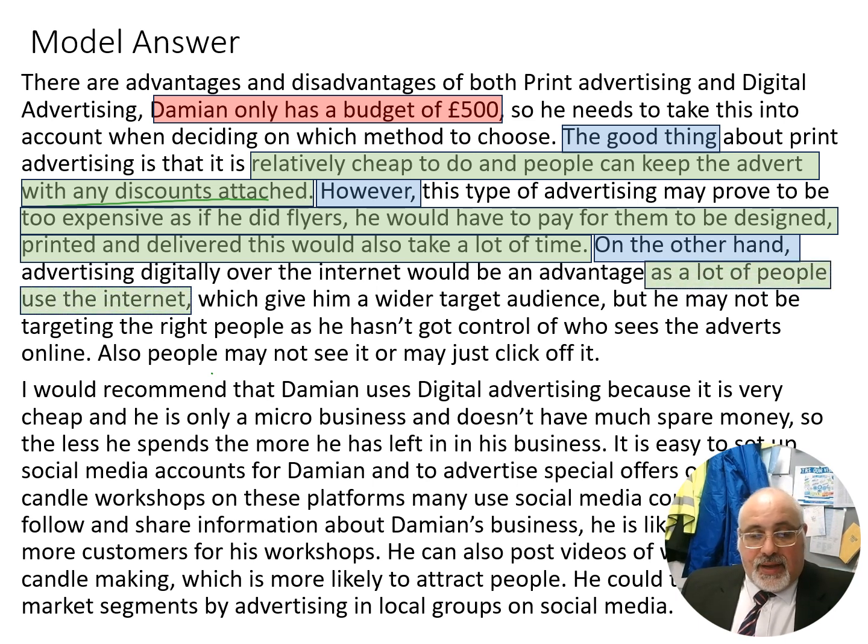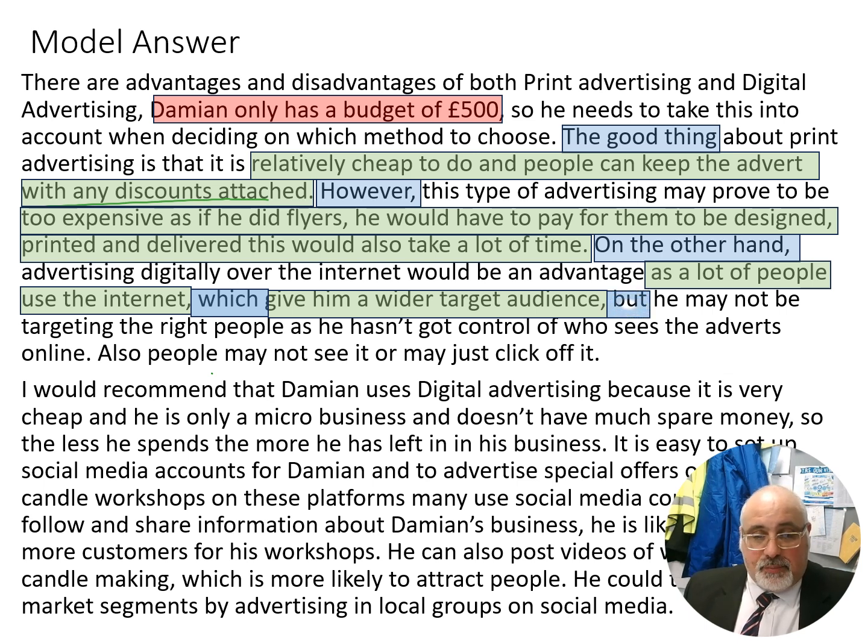So, on the other hand, advertising digitally over the internet would be an advantage, as lots of people use the internet. A major advantage of that. And we've got a connective which will give you the linked justification, which gives him a wider target audience. So there's your linked justification. If I use the internet, a lot of people will see it, therefore I've got a wider target audience.